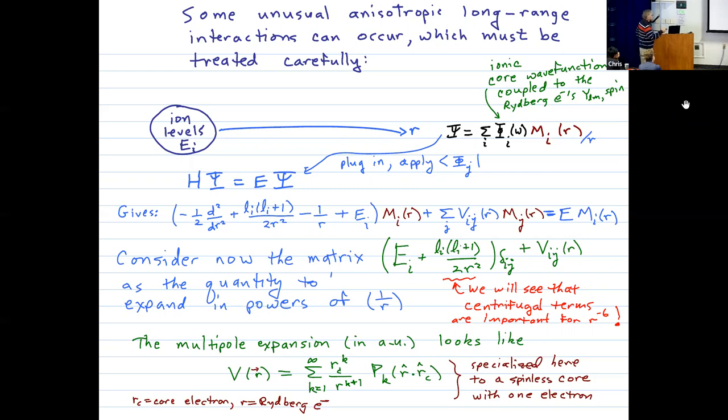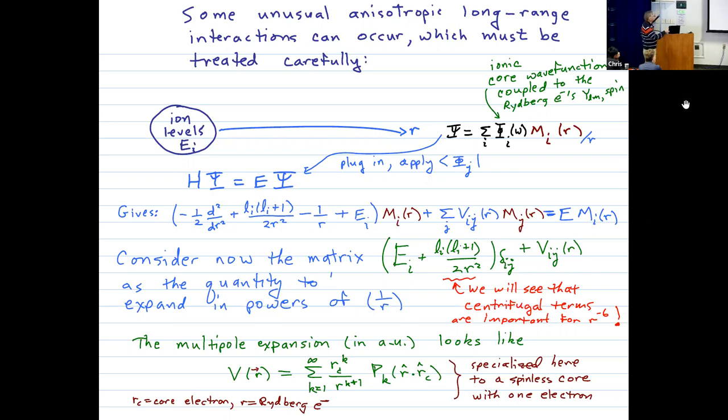Now, if you look at this matrix that really controls all the radial physics, it includes the ionic energy levels, it includes the centrifugal term, l(l+1)/2r² for channel i. These are diagonal, so there's a delta function. And then there are all the Coulomb interactions, V_ij(r). Of course, there is a constant matrix, -1/r, that's common to everything, so I haven't even included that. That would get added to whatever we find by analyzing this matrix of the radial interactions.